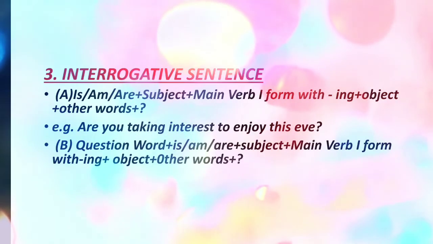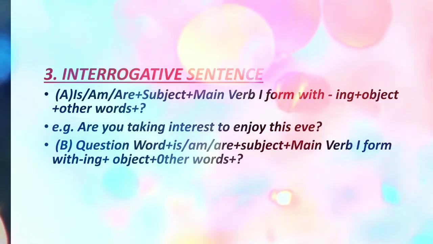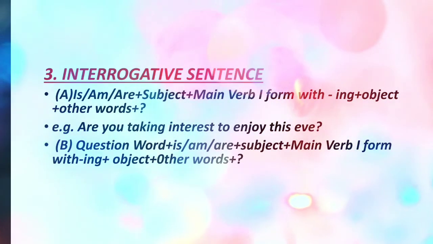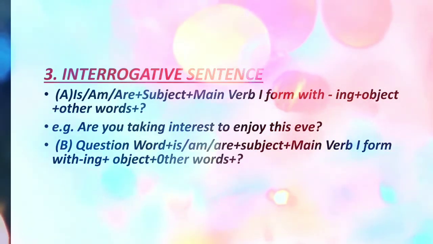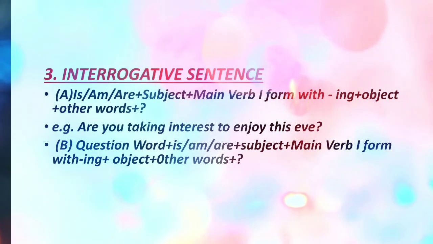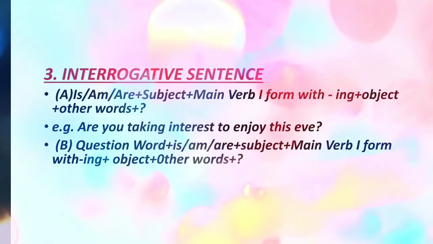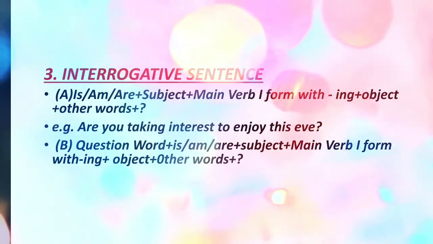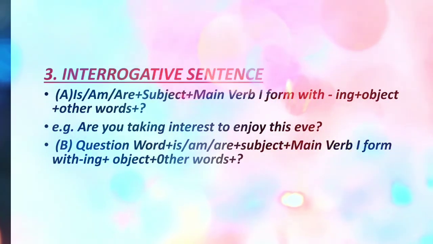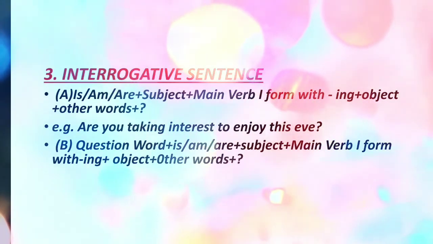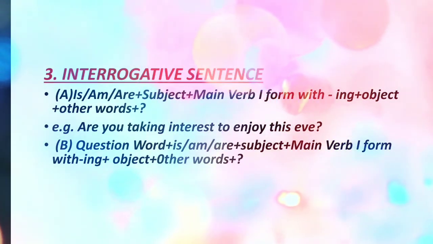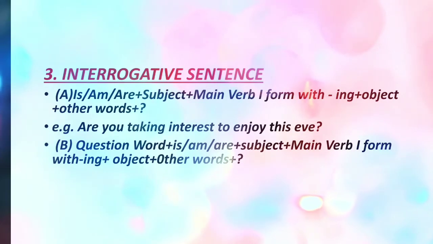The next is the question word sentence. Obviously, a question word sentence starts with the question word and the other structure remains the same. After the question word comes the helping verb, subject, main verb with the first form with ing, object and other words. The whole structure is the same apart from the starting, which starts from the question word.